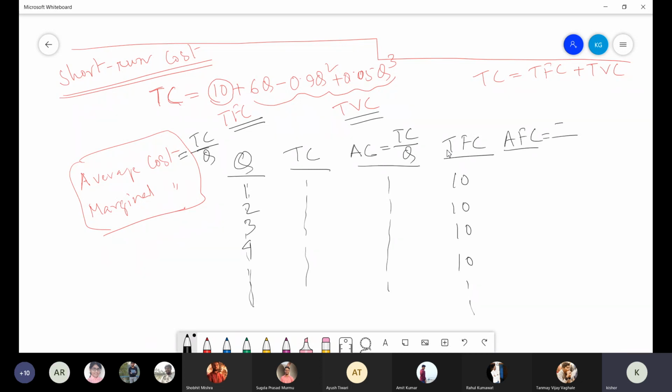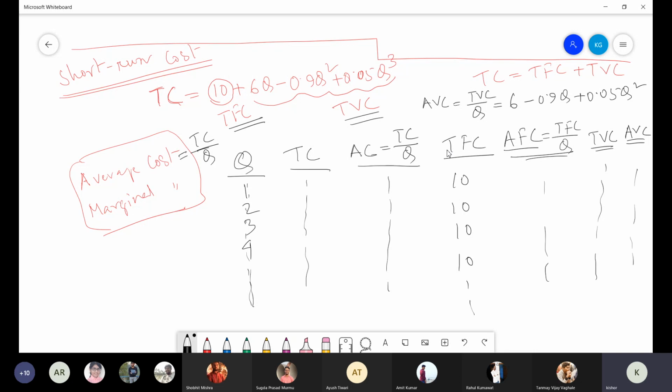Against total fixed cost, you can find the average fixed cost value. Average fixed cost is what? Total fixed cost divided by Q. Similarly, you can find TVC, total variable cost. The equation for TVC you already know. And what is AVC? AVC is TVC by Q. In this case, the equation will be 6 minus 0.9 Q plus 0.05 Q square. This will be the AVC value. In that way, you will get different values.